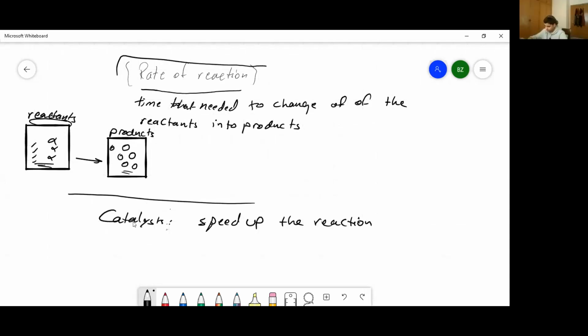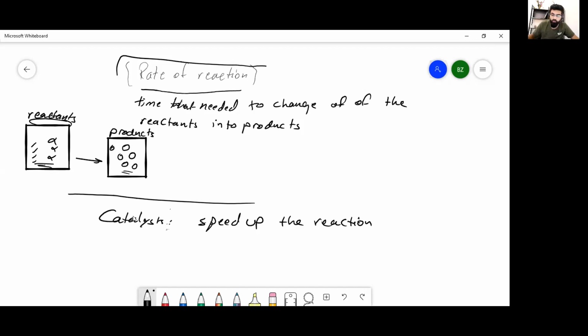Again, the catalyst is a chemical we add to the reactants. Okay, it's different from the reactants, and the catalyst does not react with them. It just provides a suitable place or suitable condition to speed up the reaction, such as a good temperature or a good pH for the reactants to react together very fast.